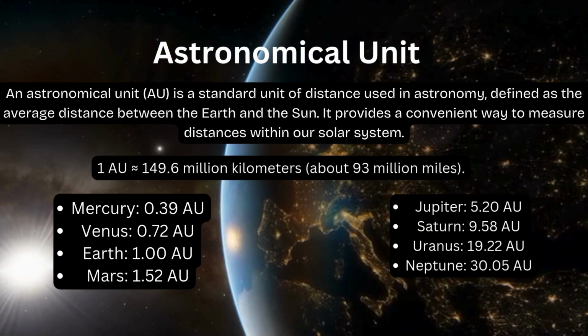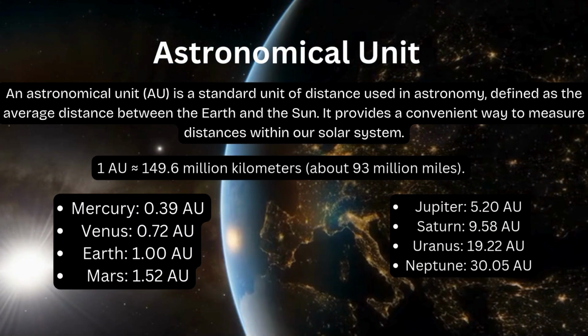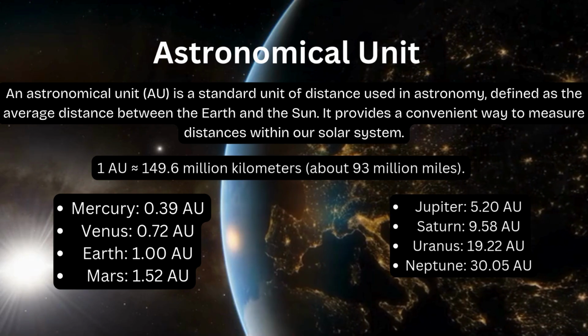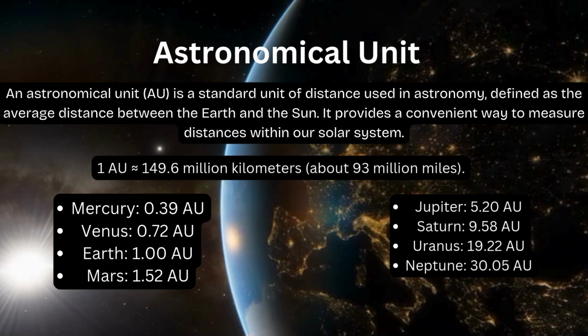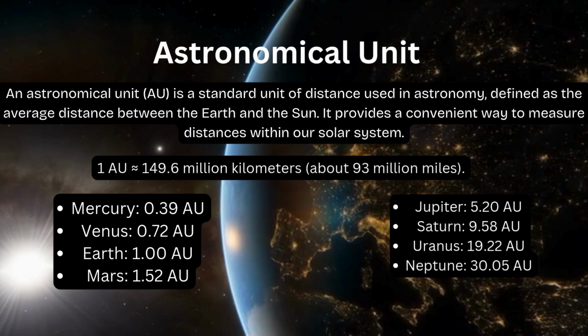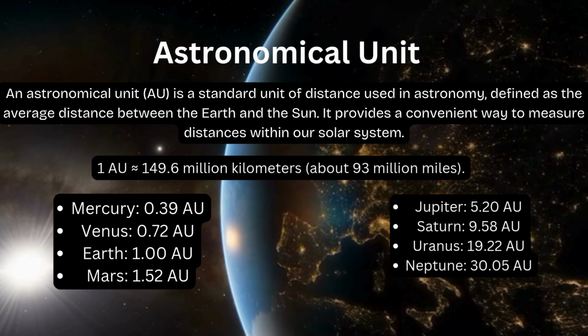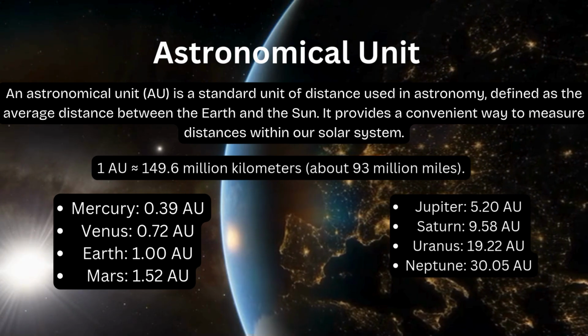Next up is astronomical unit. This is the average distance between the Earth and the Sun, approximately 150 million kilometers or 93 million miles. It's handy for measuring distances within our solar system.